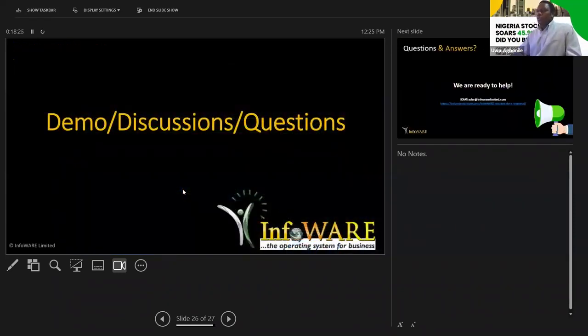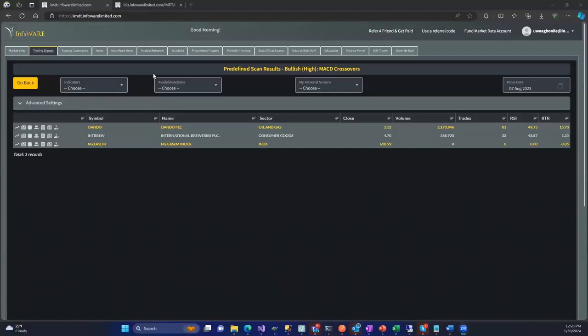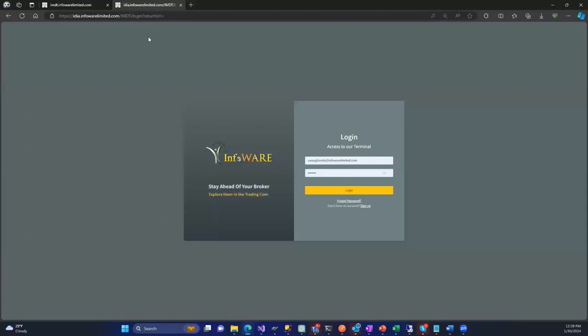Okay. So I'm going to now start doing a deep dive into the actual demo itself. I assume you can see my screen. I'm showing the login page. Can you please confirm? Yes, I can see your screen. Okay. So I'm going to log in, and I'll just give a quick overview of the terminal.